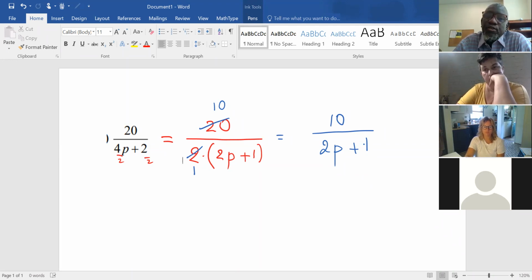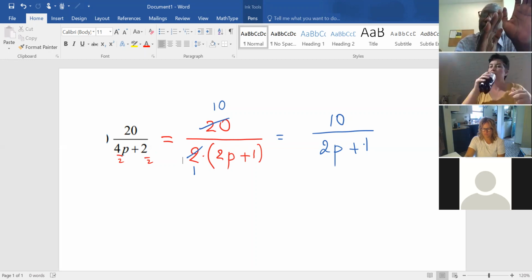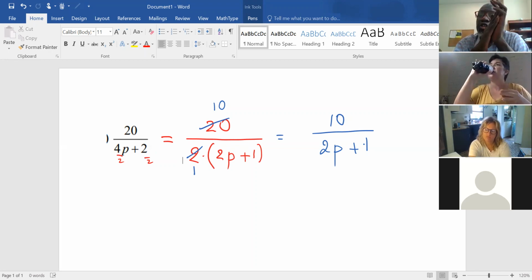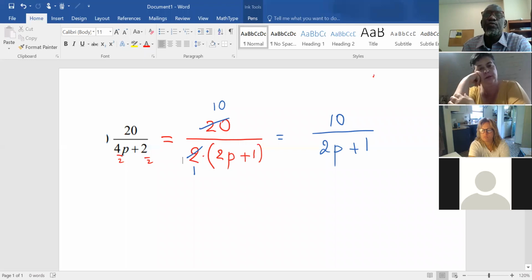We might be tempted to do, okay, I have 10 at the top, I have 2 at the bottom. Why not simplify by 2 again? But the 2 at the bottom is not a factor. It's not like a global factor, it's just 2p. You see? So this is your final answer. Okay? Don't do this here. Don't do 5 over p plus 1. That is wrong. Okay? That is your final answer right here.